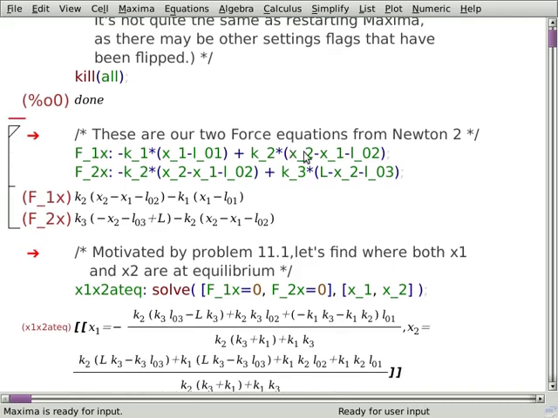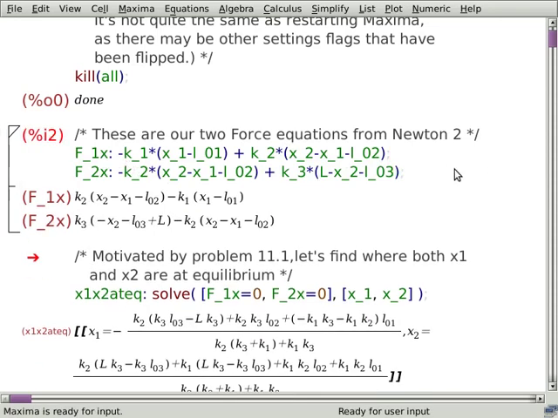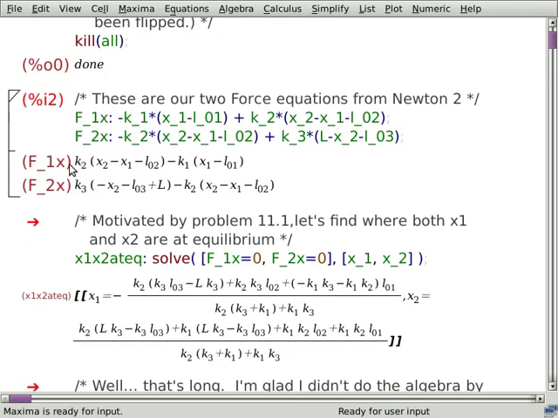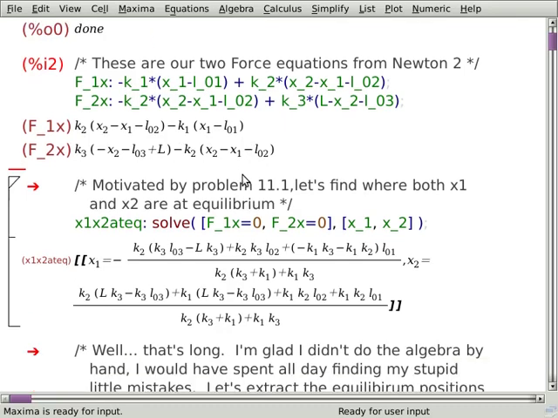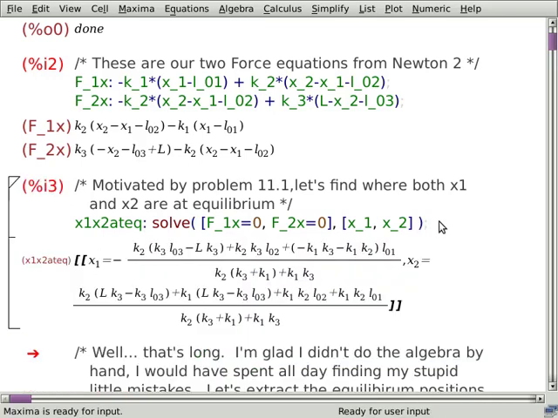Whatever. So first of all, I'm going to write down these are the two equations that we just had, F1x, F2x, and you can check. In fact, here, I'll go ahead and enter them. And here you can see these equations are exactly what I had before. They may not be in exactly the same order. And now, problem 11.1, let's find where these two guys are at equilibrium. And boom, here they are.